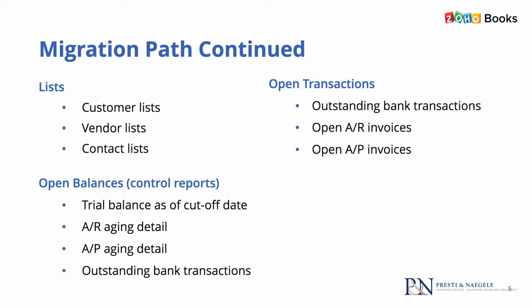So the first thing is your lists. Your list consists of customer lists, vendor lists, as well as contact items, products and service items as well. So these lists really are the way that you track your accounts receivable as well as your accounts payable. And what we see many times are duplicates of customers or duplicates of vendors or customers in different locations. So I think that's step one.